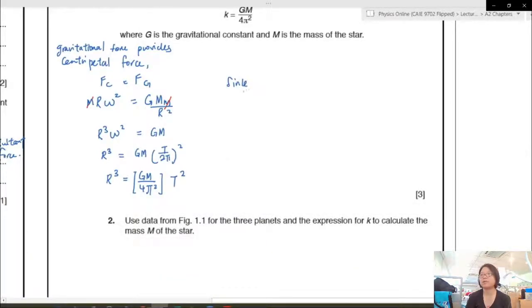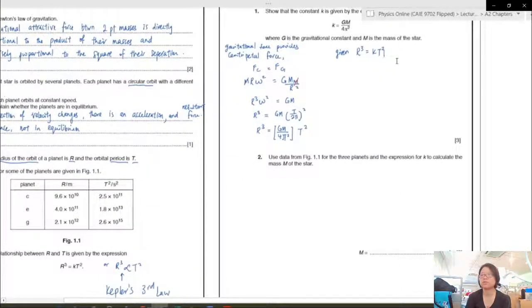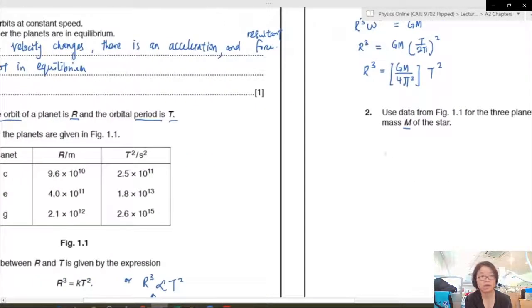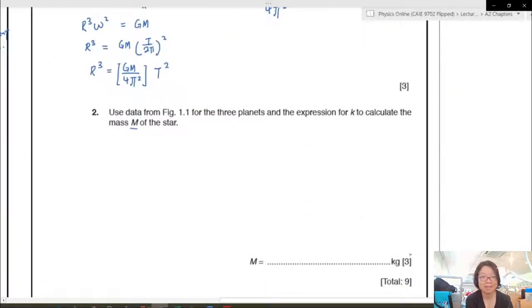Okay, so we're comparing. R cubed is K T squared. So from here, you can then say, by comparison, K will be equal to GM over 4 pi squared. Okay, do not skip steps.